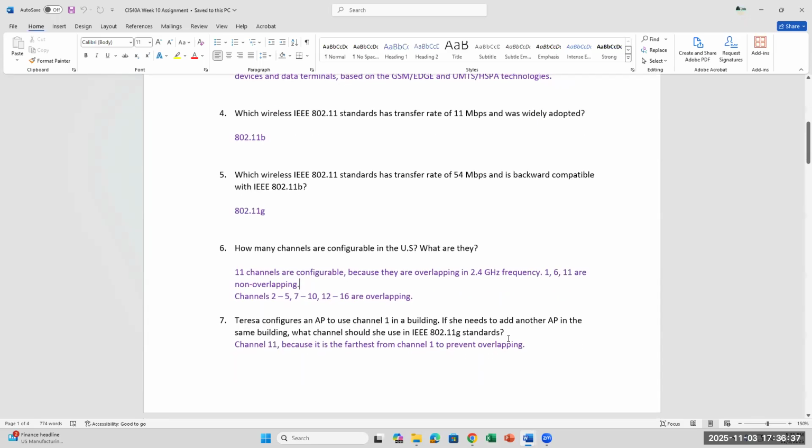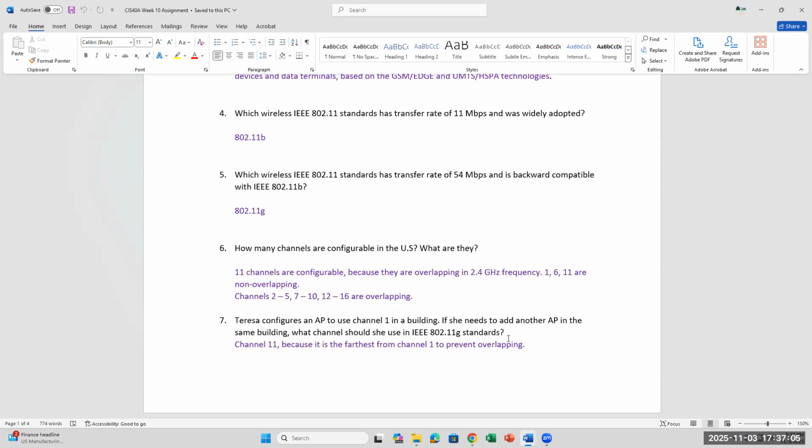Okay. So that brings you to the next question. Teresa configures an access point to use channel 1 in the building. If she needs to add another access point in the same building, she cannot use the same channel. What channel should she use for the 802.11g standard? Because this is a 2.4 gigahertz. That's why I put it in the question.